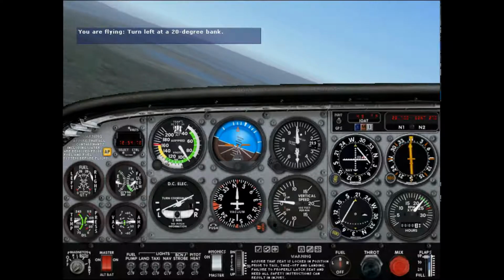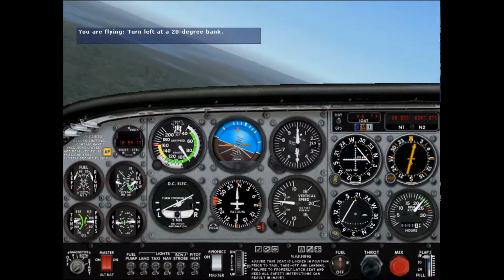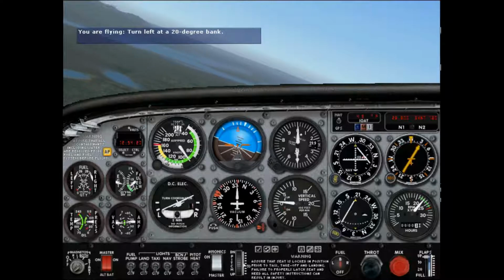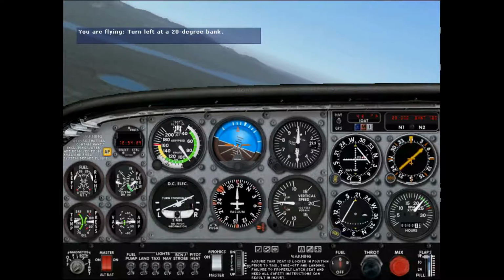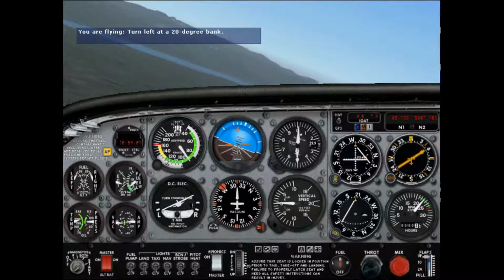Notice how the horizon line makes the same angle with the panel as the horizon line makes with the miniature airplane in the attitude indicator. One of the primary reasons we have an attitude indicator is so that we know how we are banked and pitched if we accidentally wander into a cloud and we can't see outside.